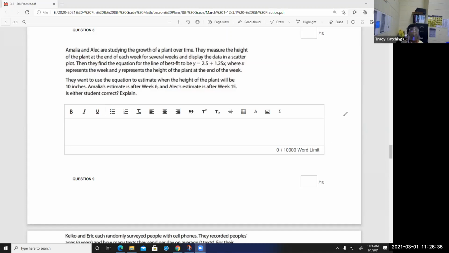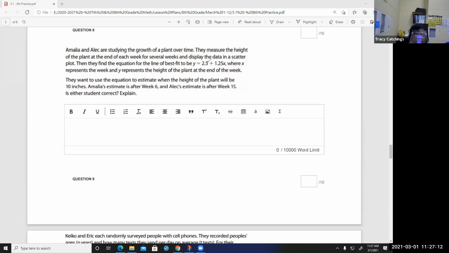12? Okay. Amelia and Alex are studying the growth of a plant over time. They measure the height of the plant at the end of each week for several weeks and display the data in the scatter plot. Then they find the equation of the line of best fit to be y equals 2.5 plus 1.25x, where x represents the week and y represents the height of the plant at the end of the week. They want to use the equation to estimate when the height of the plant would be 10 inches. Amelia's estimate is after week 6. Alex's estimate is after week 15. Is either student correct?